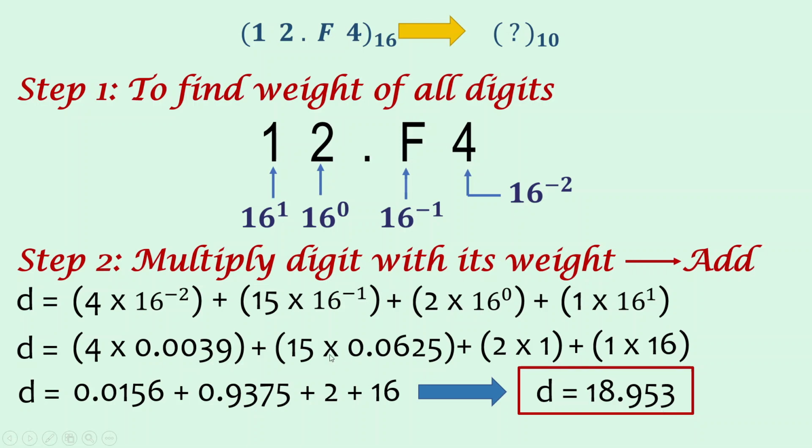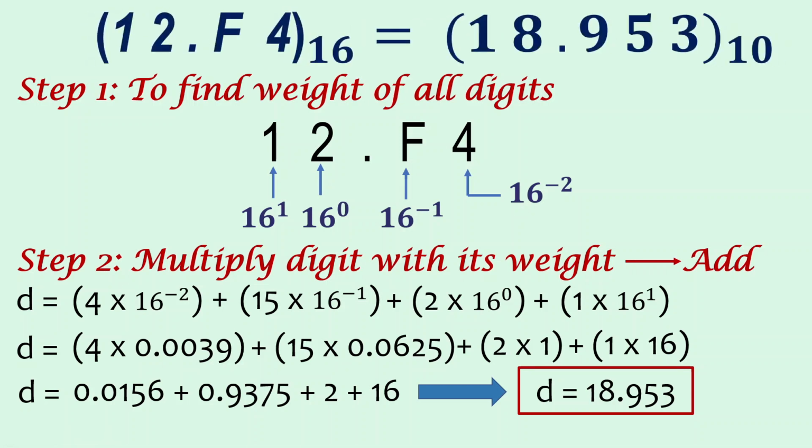If you want, you can do this first step directly on the calculator and get the value. There is no need to first find 16 raised to minus 2, 16 raised to minus 1. You can directly put this whole equation in your calculator and you will get this answer. D is equal to 18.953. So this is how we find a decimal equivalent from a hexadecimal number. Just 2 steps. First find weight and then multiply digit with its weight and add.